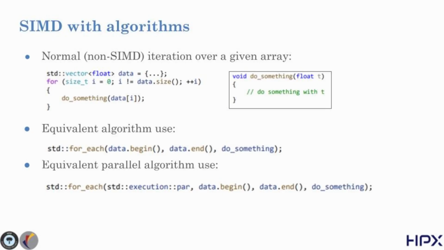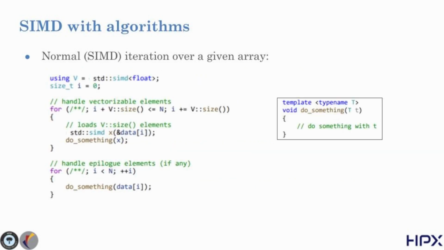Now, instead of writing the loop manually, you can express the same logic more elegantly using an algorithm. So you have std::for_each, data.begin, data.end, and then our function do_something. This works with both sequential and parallel versions depending on which execution policy you choose. So we can also have std::for_each, std::execution::par, data.begin, data.end, and then our function do_something. This gives you parallelism but not vectorization yet.